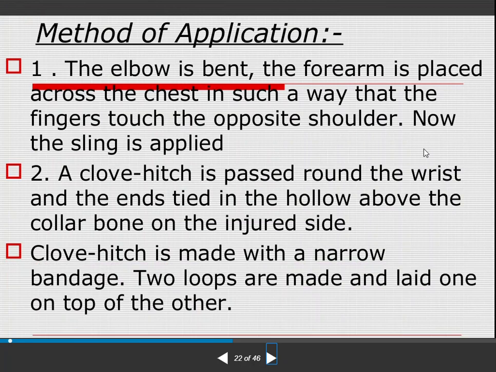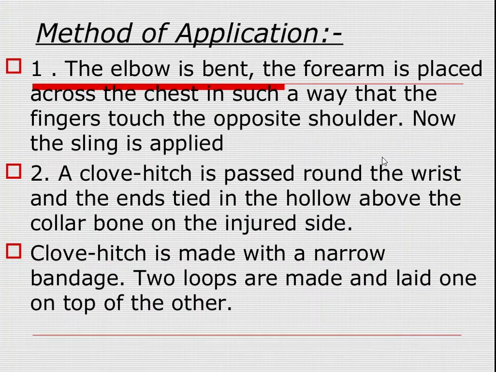Methods of application. The elbow is bent, the forearm is placed across the chest in such a way that the fingers touch the opposite shoulder. And now the sling is applied. Okay. Elbow bend karvano chhe, forearm place karvano chhe across the chest, and the fingers should touch the opposite shoulder.